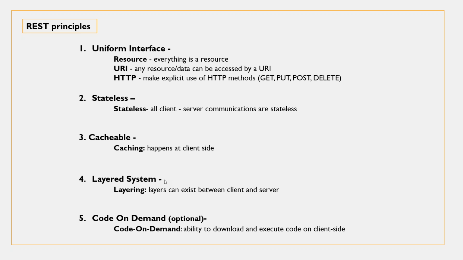Clear? So the fourth principle is layering. Multiple layers can exist between the client and the server. These are called the HTTP layers. These layers can be used for message translations or improving performance with caching, etc. We can also have layers like proxies and gateways. A client may send the request to a proxy server instead of the main server.